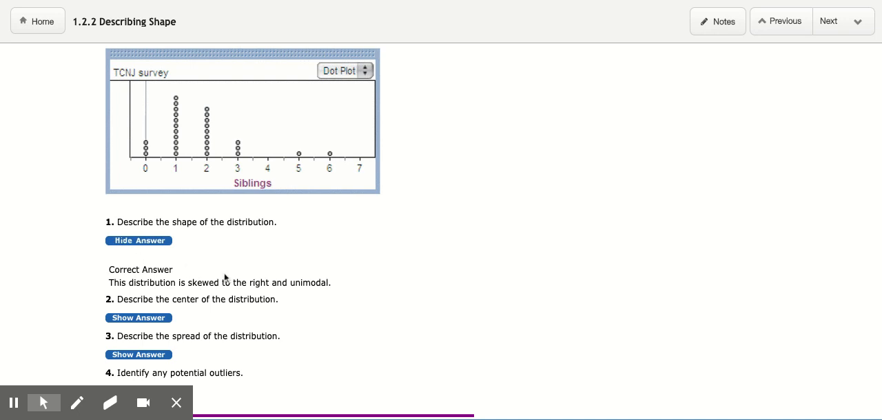First thing I'll talk about is unimodal. Unimodal, by just the prefix uni, means 1. So there's 1 peak here. Of course, if there happened to be a second peak, then we would call this bimodal.